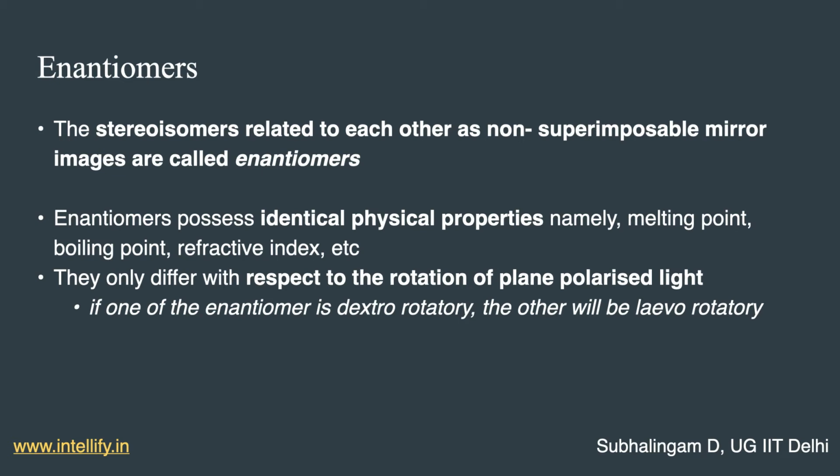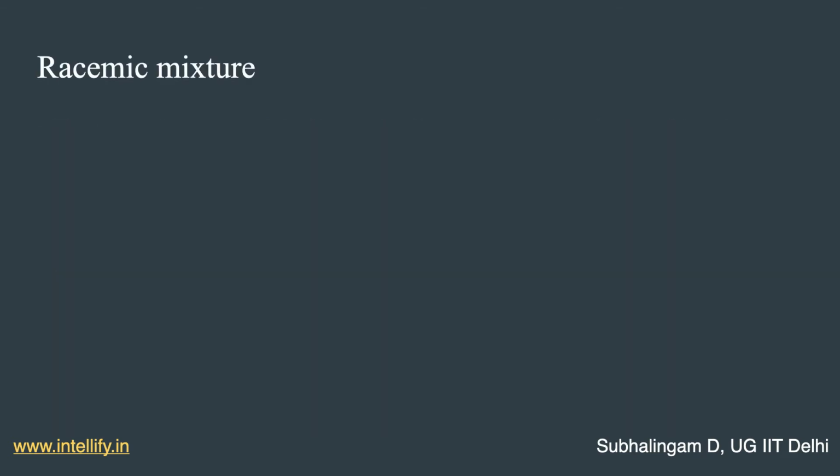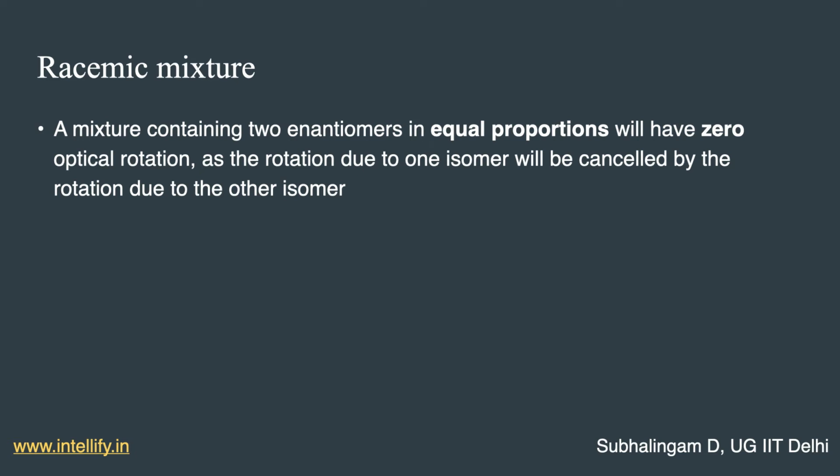Quite simple, right? So let's move on to something we have heard before. We have seen this in the first slide, that is racemic mixture. So what's a racemic mixture? A mixture containing two enantiomers in equal proportions will have zero optical rotation. Quite intuitive, right?